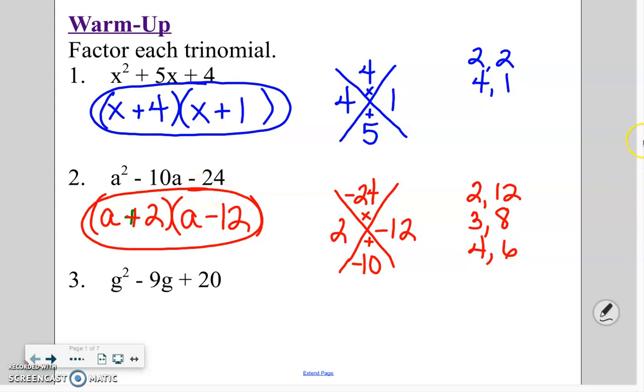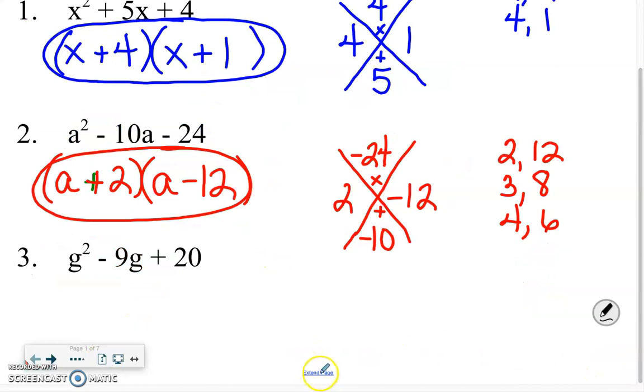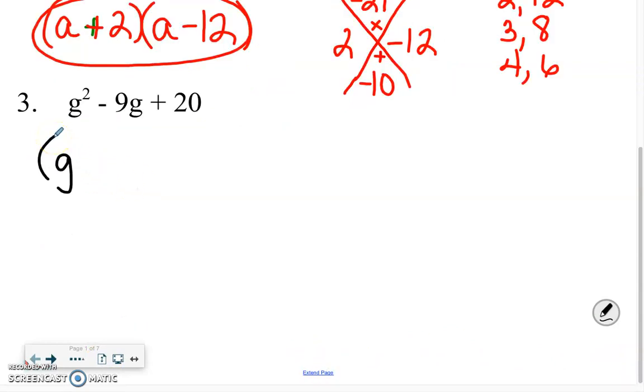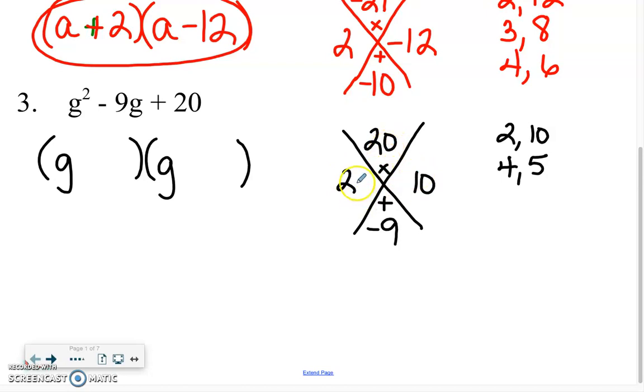Okay. Last one is with g's. So we are going to have g times g. And we want to multiply and equal 20 and add to negative 9. Okay, so what multiplies to 20? 2 and 10 and 4 and 5, right? I think that's it. So 2 times 10 would multiply to 20, but 2 plus 10 is 12, so that's not going to work.